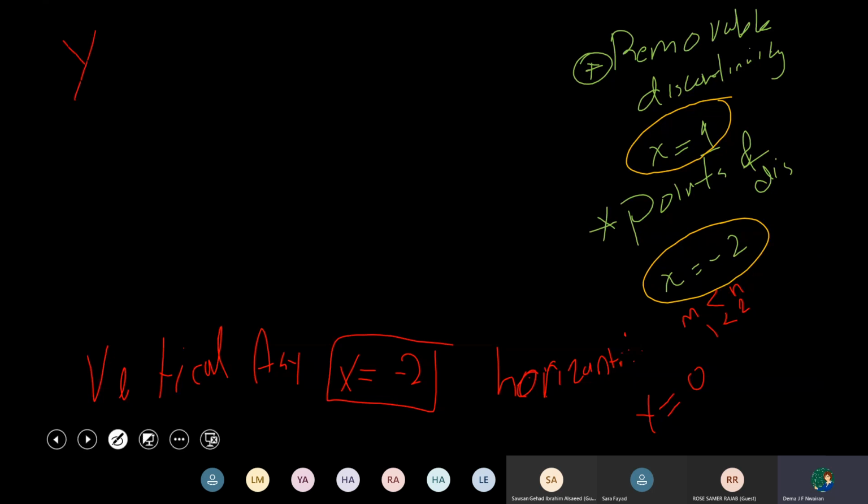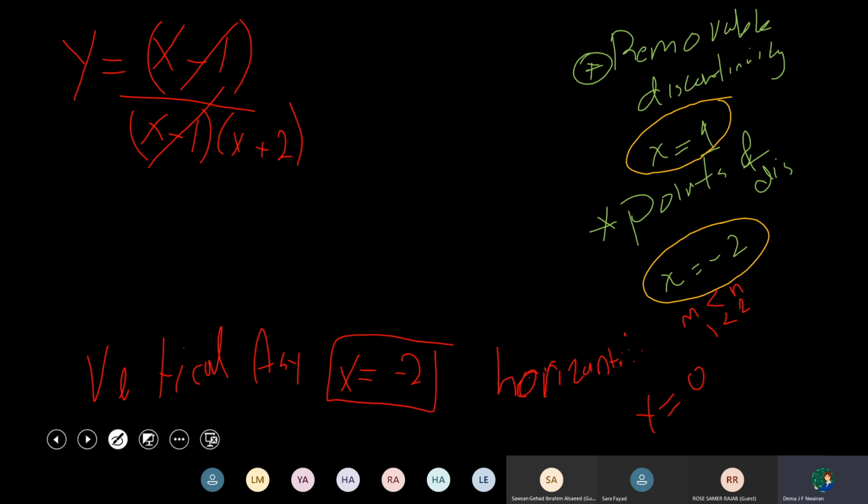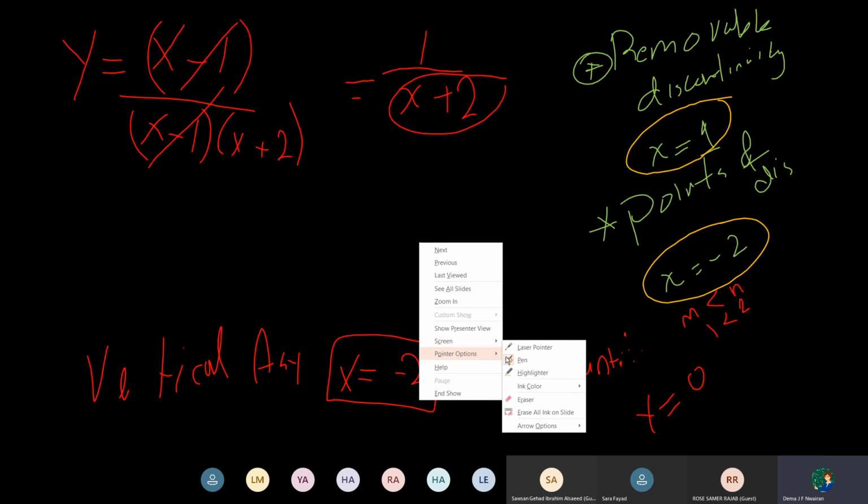Now, my function is y equals x minus 1 over (x minus 1) times (x plus 2). To find the vertical asymptote, I need to simplify. So I have 1 over x plus 2. Then look at the zeros of the denominator, which is x equals negative 2. This will be my vertical asymptote. Now I want to find the horizontal asymptote.